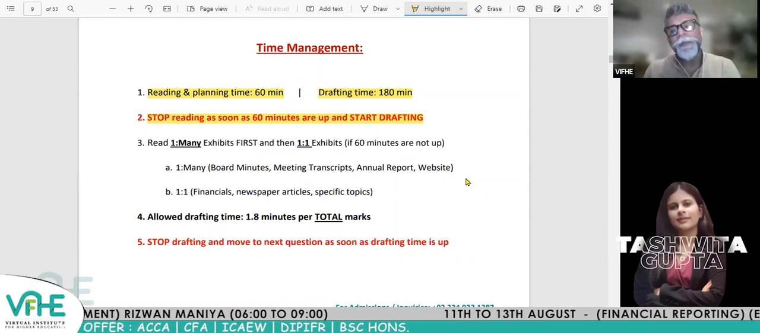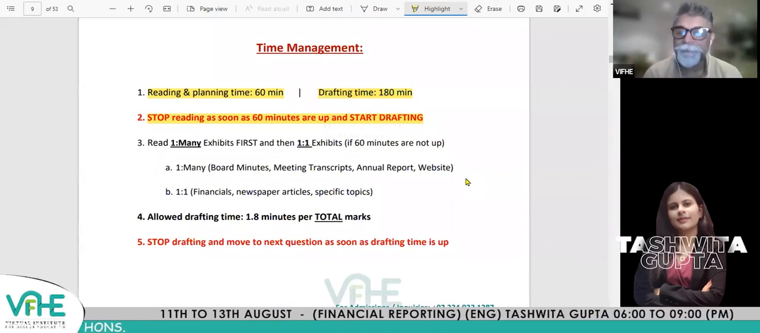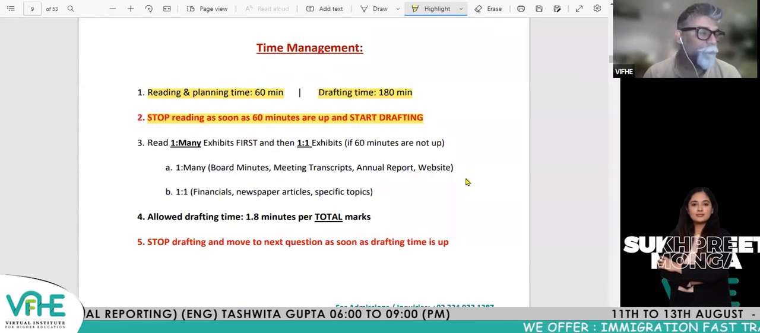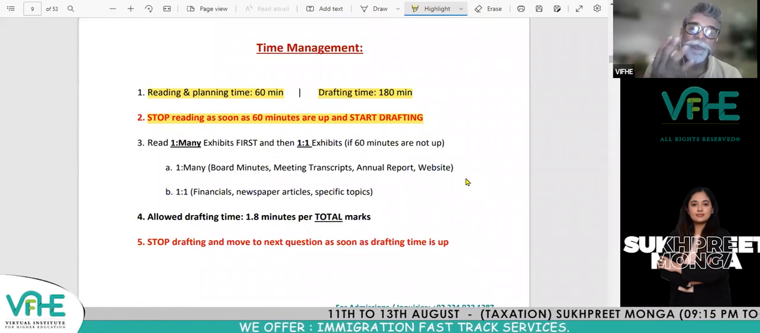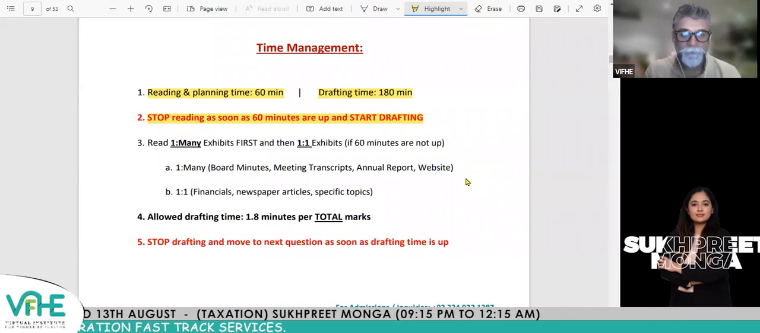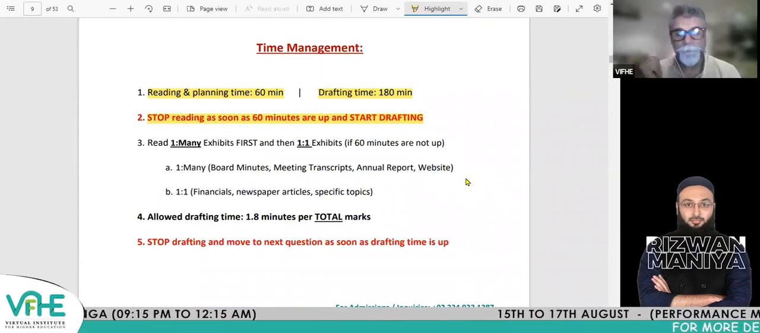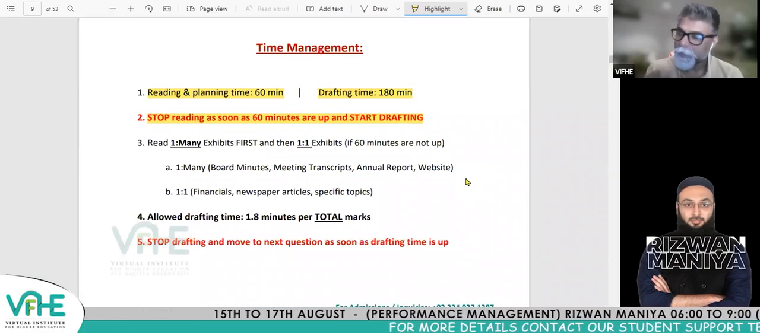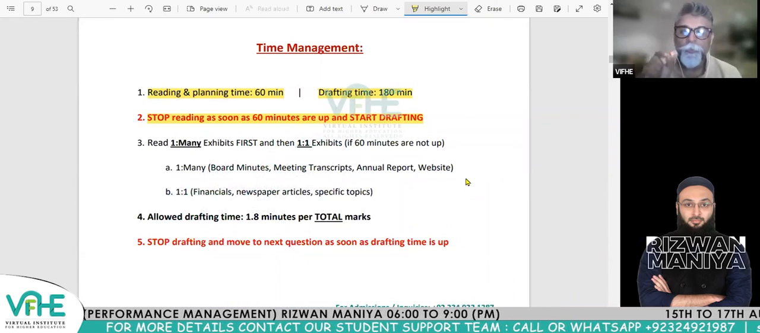And what is the meaning of 1:many exhibits? The other way around, right? So a 1:many exhibit contains information which you are expected to use in multiple questions. You have to use that exhibit in 2 or more questions. That's why it's 1:many. So now I think that reading a 1:many exhibit is more important as compared to reading a 1:1 exhibit.